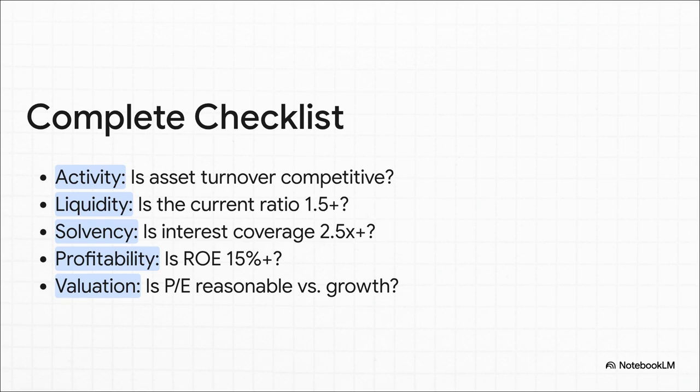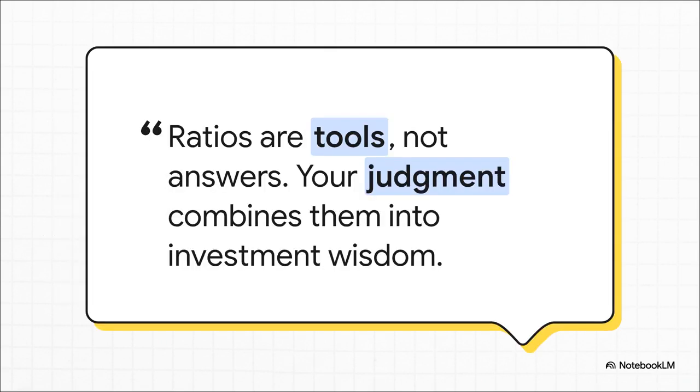Then we get to what we talked about, profitability. Is that ROE over our 15% hurdle? And finally, valuation. Is the PE ratio actually reasonable when you compare it to the company's growth prospects? See how it all connects? It's a full system. But I have to end with this, and it's probably the most important point of all.